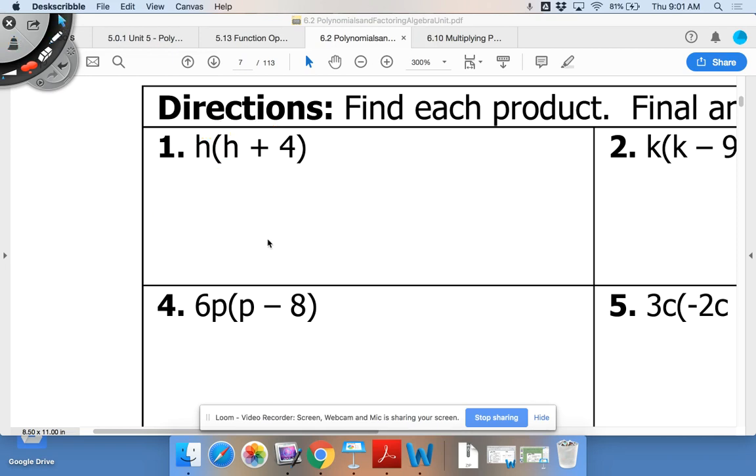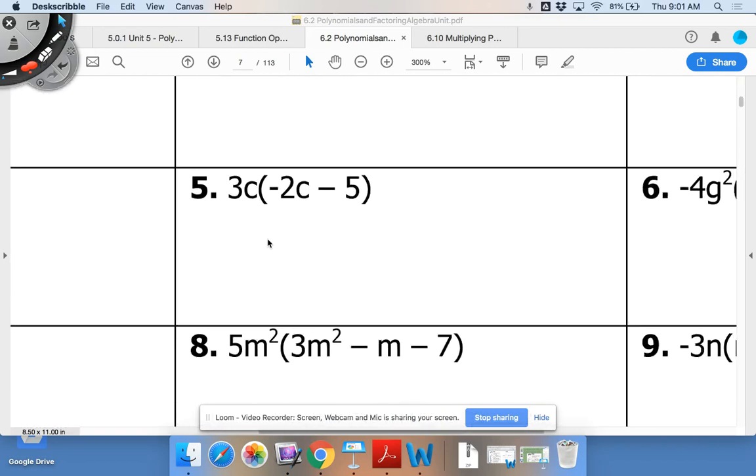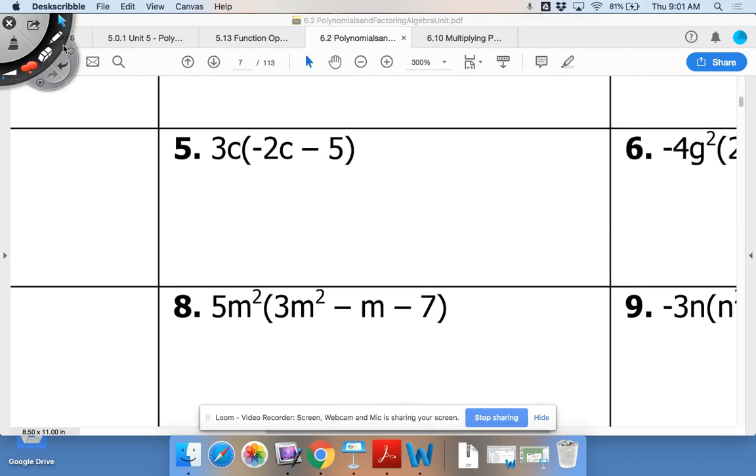Then we're going to skip to number 5. Number 5. Oh, h4? I don't think they're wrong. 4h. So when you multiply, it looks like you would write h4, but we always put the number in front because that's the coefficient.